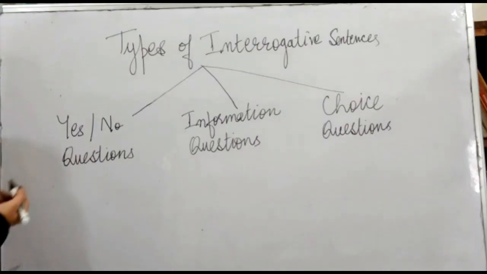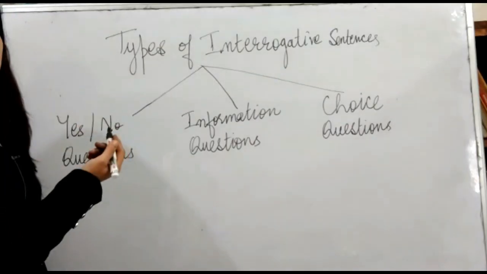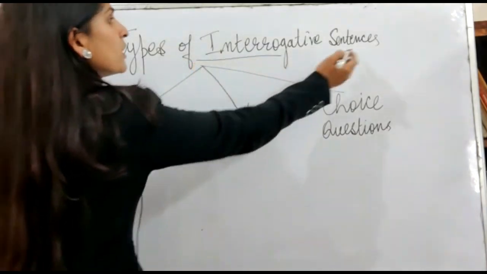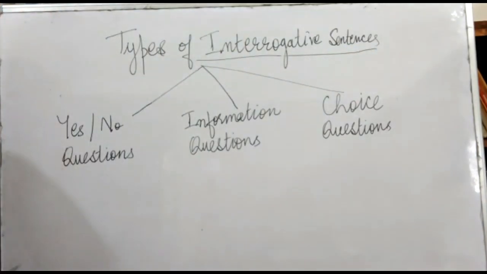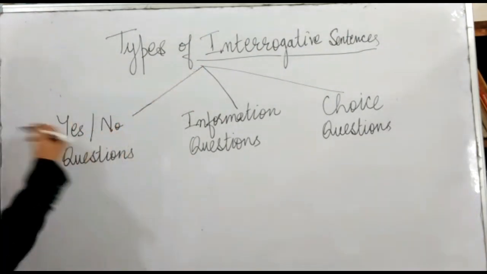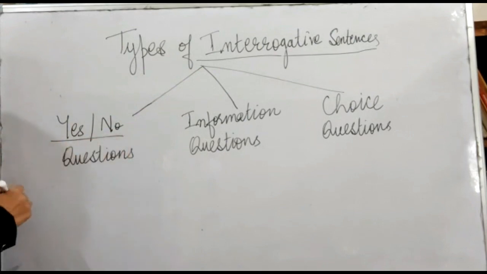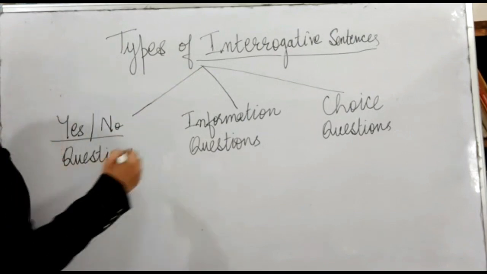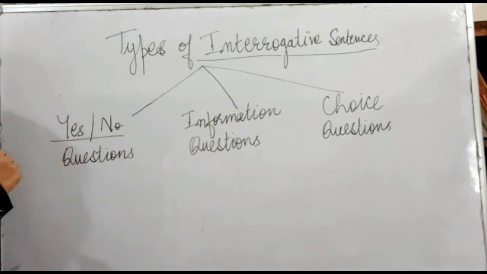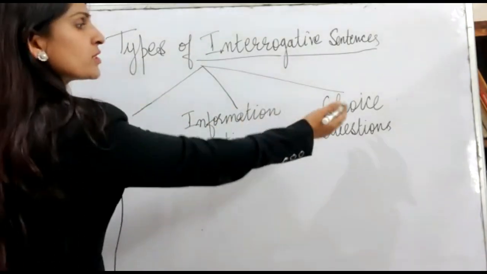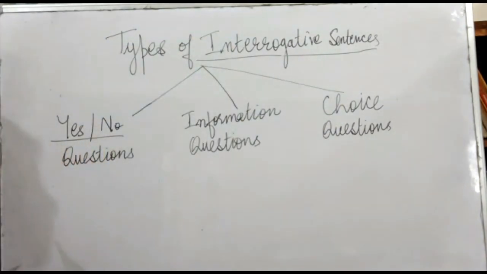Now, let's come to the types of questions or the types of interrogative sentences. We have three types of interrogative sentences. The first one is yes-no questions. The second is information questions. And the third one is choice questions. Let's learn about them one by one.